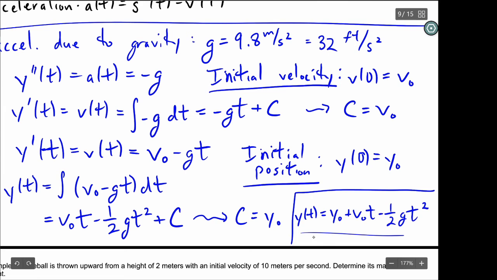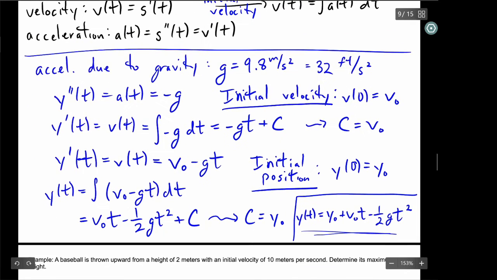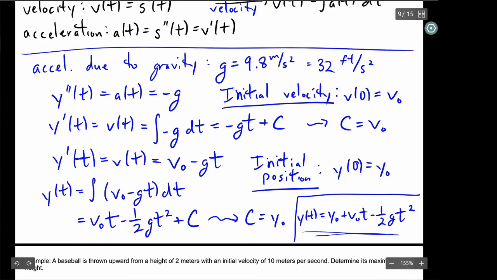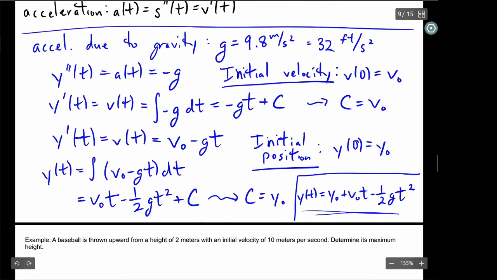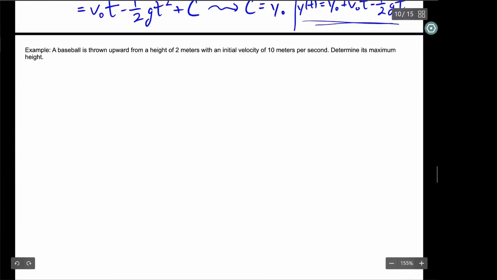So this is our usual kinematic equation. If you've seen this before, this is the standard kinematic equation for vertical motion. Now, if we were in some other place with some other constant acceleration, we could just say plus, maybe, a naught t squared over two. There are lots of ways to look at this. Let's do a quick example with this.